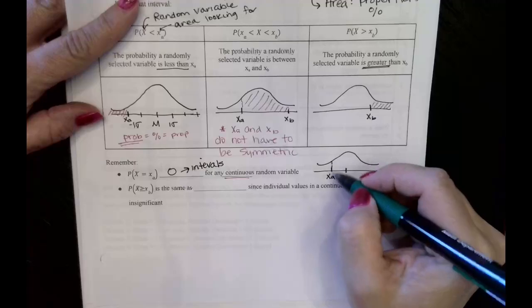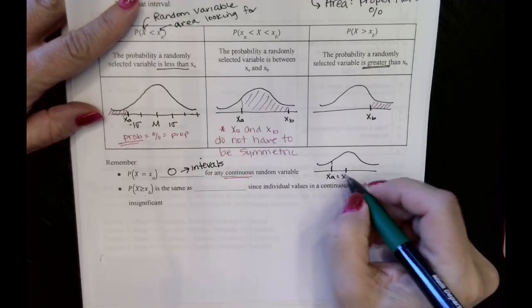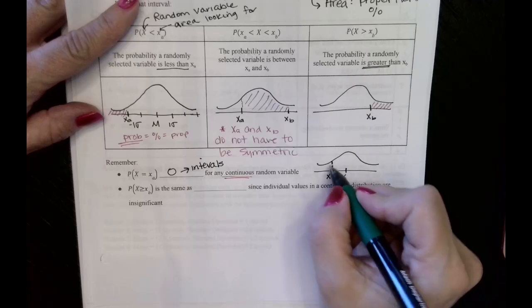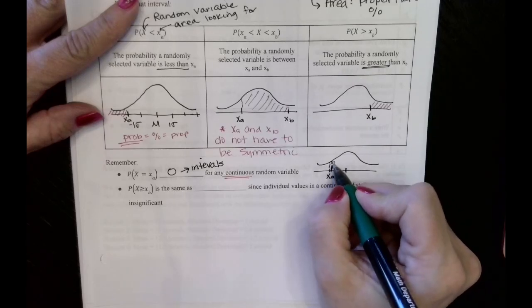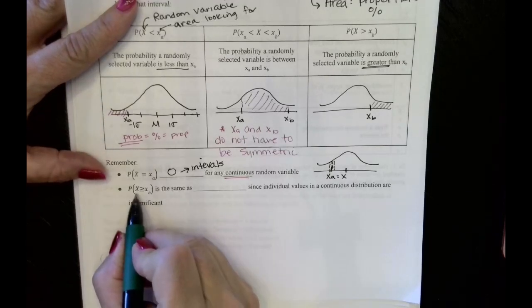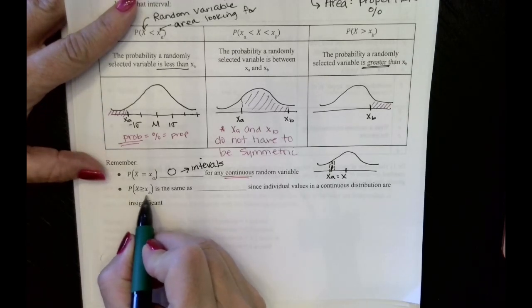So we're saying at this exact point where x sub a equals x, there's no probability associated with that, and so we want to look at an interval. And it might be just this little tiny interval on both sides of it, but we want to look for intervals.